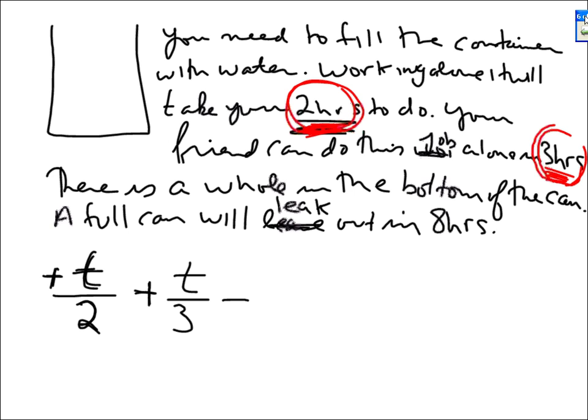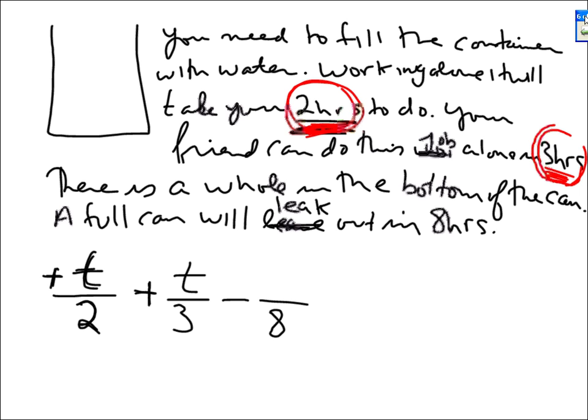Now, instead of there actually being a hole in the bottom, you could imagine a third person who takes water out. You and your friend pour water in, and the third person takes water out. This person would take 8 hours to do their job, taking out the water. Now, is this hole working the same t hours you're working? Well, the hole is always there, so is it working before you get to the can and start filling it up?